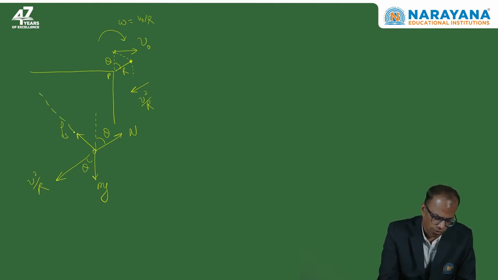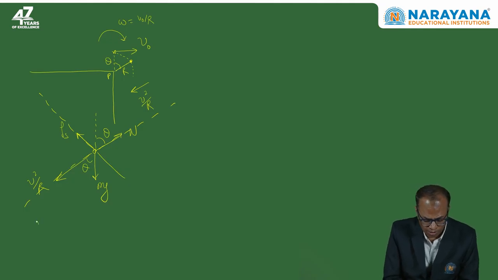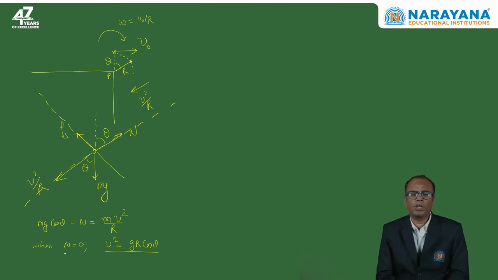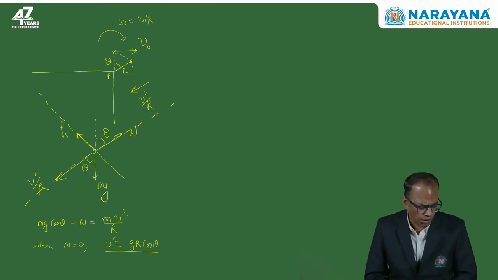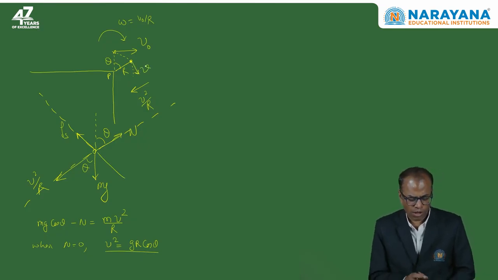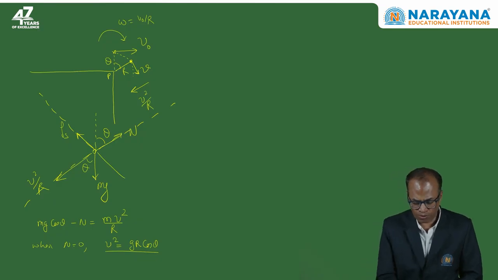So I can resolve the forces along the normal and the frictional direction, and I may write mg cos theta minus N as mv squared by r. When N becomes 0, we get v square is equal to gr cos theta. So the speed of the center of the disk becomes root of gr cos theta. Now how to find the speed at this moment?